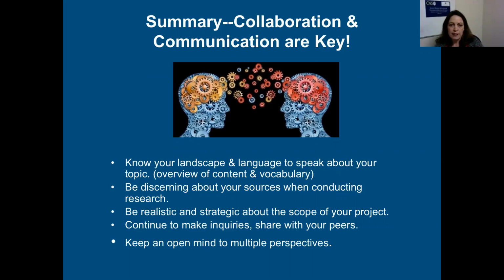I would say that, again, one of the most important things is collaborating and communicating, making sure that all members are contributing equally and sharing together, that everyone knows the common landscape, the common language for the discipline, that they have a shared content and vocabulary.